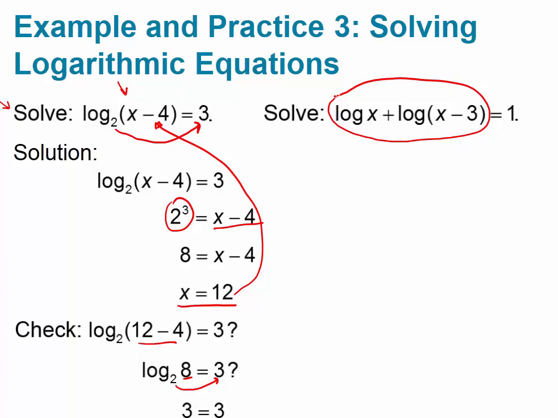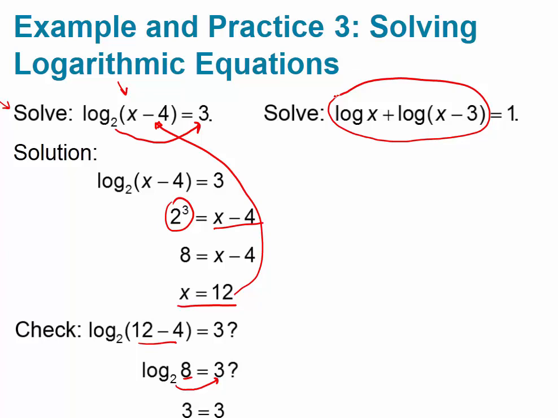Once we condense it into a single logarithm, then we can go ahead and use the strategy I just gave you in the example. So go ahead now and pause your video player and give this a shot. When you're done, hit play to see how you did. All right, let's take a look.